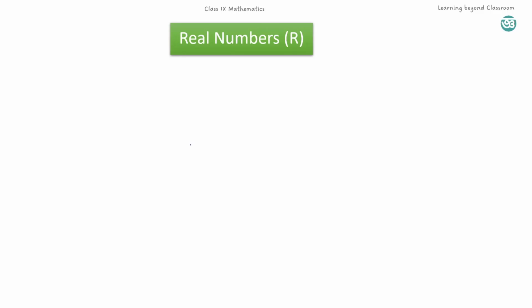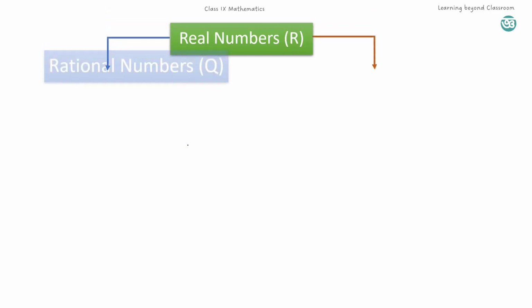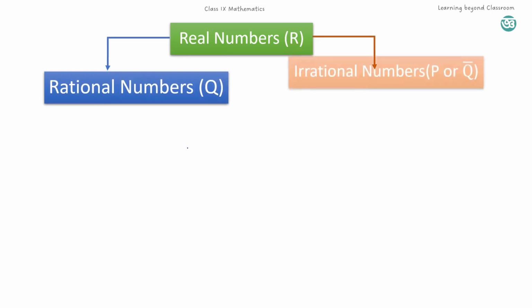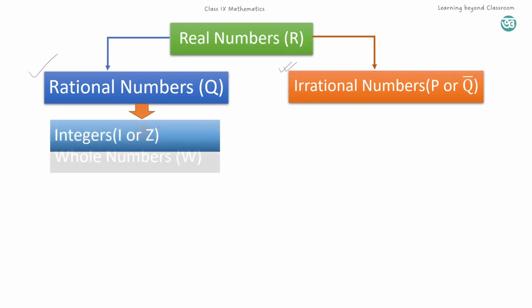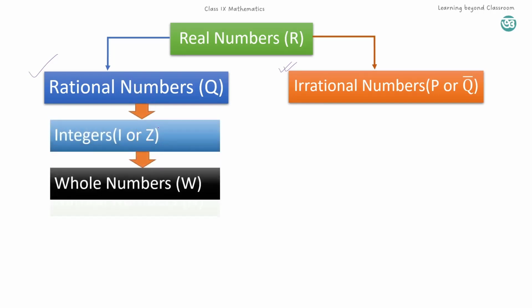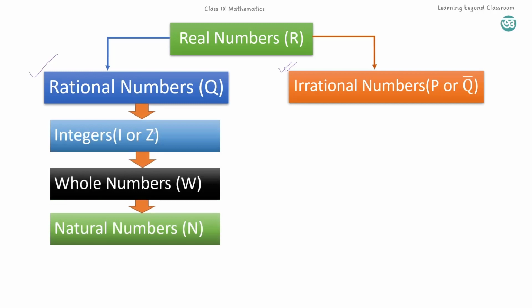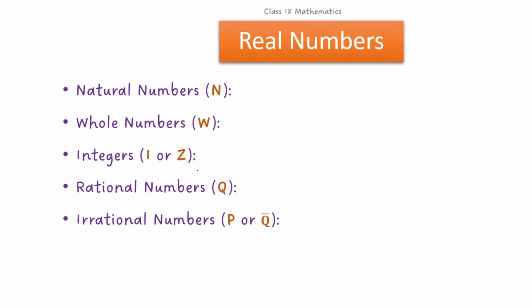We have already discussed that real numbers can be classified in two types. One is rational numbers and another is irrational numbers. Under rational numbers come all the integers, in fact all whole numbers also, and all natural numbers. Natural numbers are the counting numbers that start at 1 and go up to infinity.